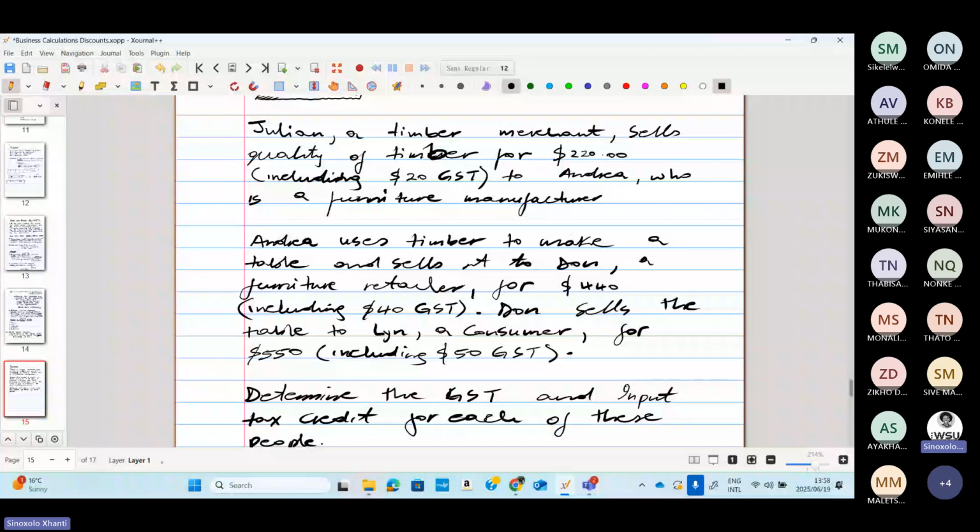It's business calculations, not business definitions. What is important is the calculations. Of course, we can't calculate the things that we don't know. I'm just going to give you a little bit.